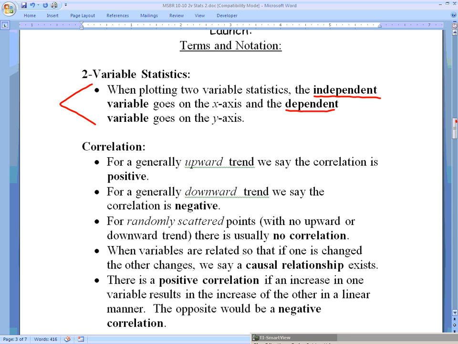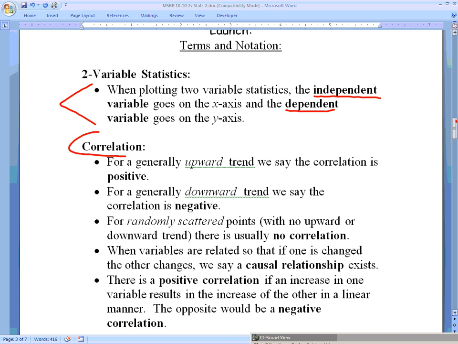So independent would be things like time, heights, things like that, things that are usually out of control. And then the y is the thing that may or may not be affected, like profits, weight, costs, things of that nature. Though sometimes it's a little bit unclear which one's independent and which one's dependent. Again, if they give you an x value, we'll refer to that as the independent variable.